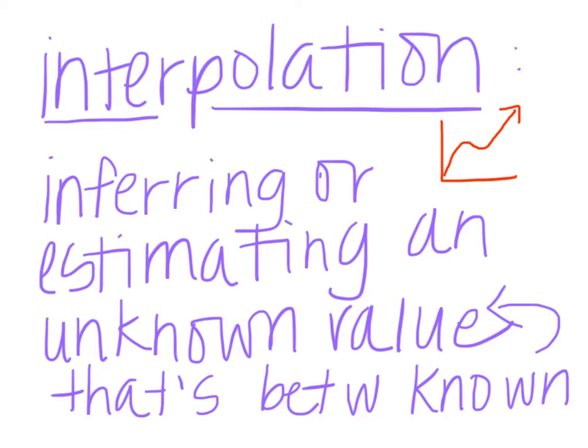So if we had one value here we were looking at and one here, you probably would do a good job at figuring out what value would be between them. Let's say if we were here and we wanted to know what value was right here. So it's between known values. You can figure out by using your inference or estimating that value.